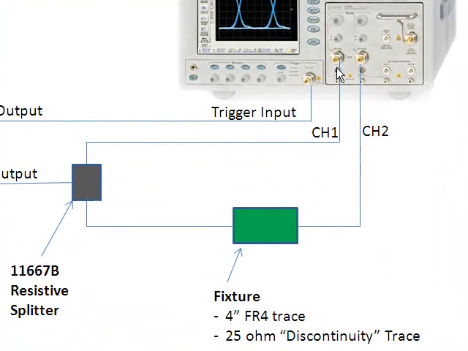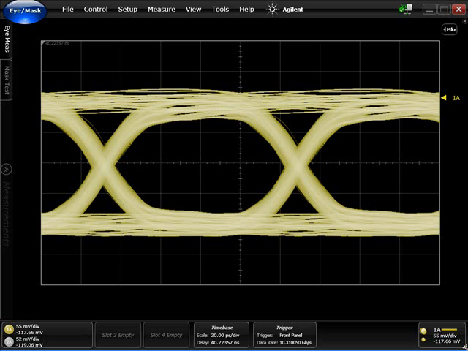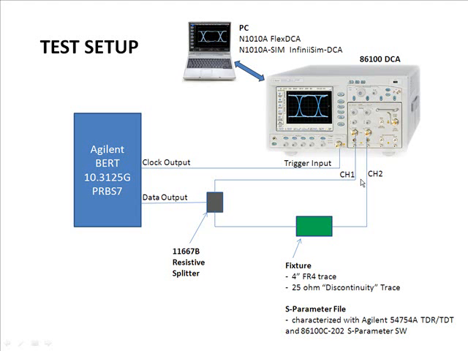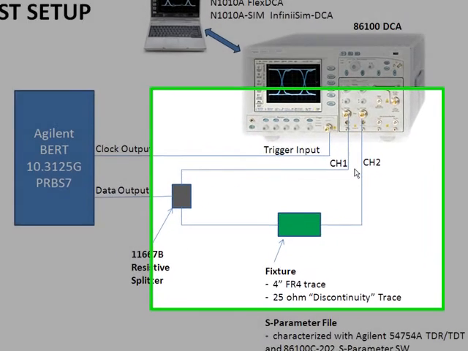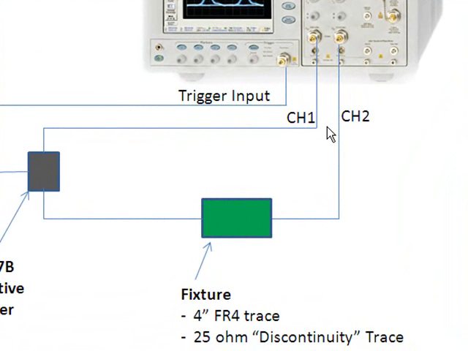One side of the splitter is connected to channel 1, and that's what we're looking at right now, so it's a pretty open eye. And the other side of that splitter is going through the same length of cable as that being used on channel 1, but we are going through a 4-inch fixture, which is made of FR4 material, so it's a printed circuit board.